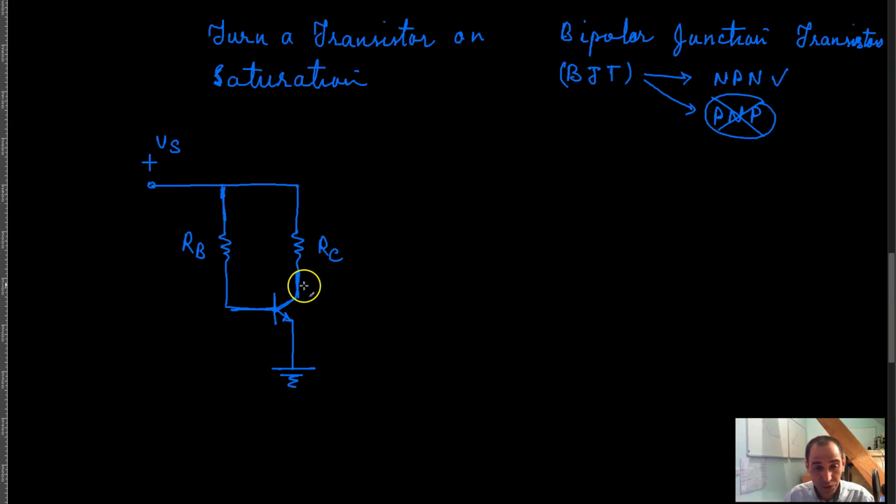Now one more thing that you need to pay attention to here is that if I call this V of C, meaning the collector voltage, then if the whole supply voltage is dropped across this resistor, this V of C is going to be equal to 0, because you have the positive rail over here, the negative rail over here, and this resistor and the collector-emitter junction of the transistor are connected in series.